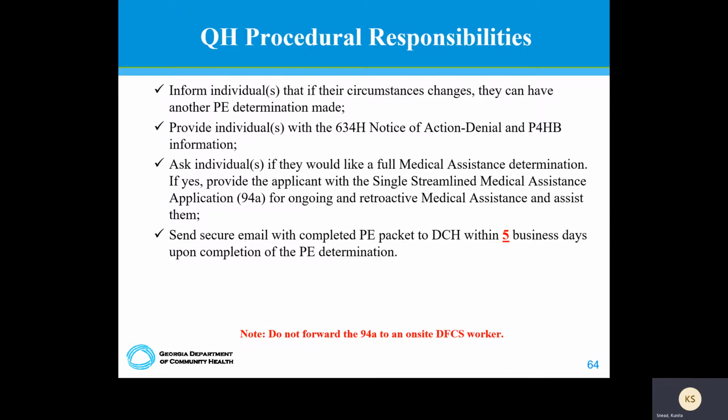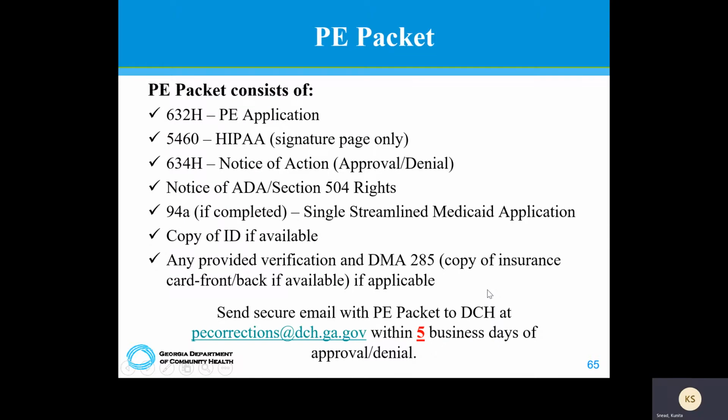And then vice versa. Just because they were denied for PE does not mean they're going to be denied for full Medicaid. So you all do the presumptive determination. DFACS will do the full determination. And then again, you will send this PE packet to DCH within 5 business days. So this is your checklist for you.